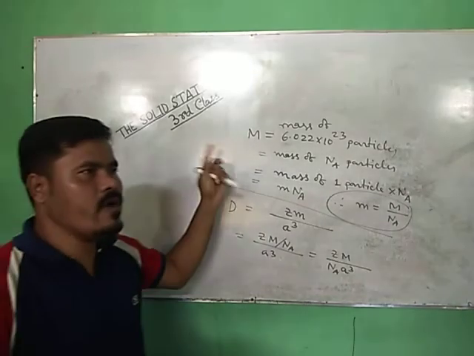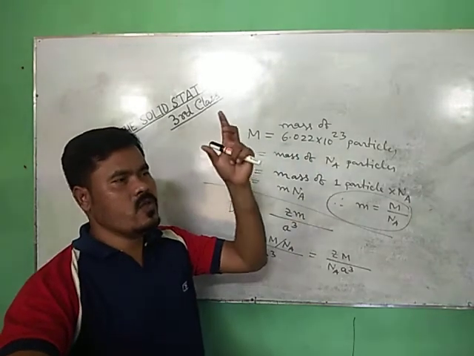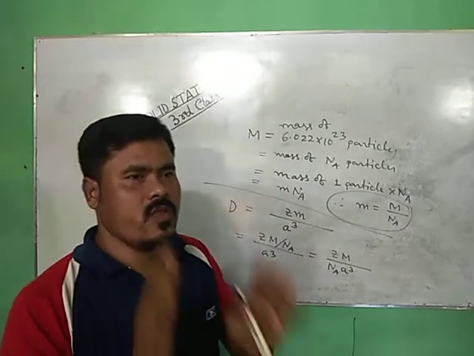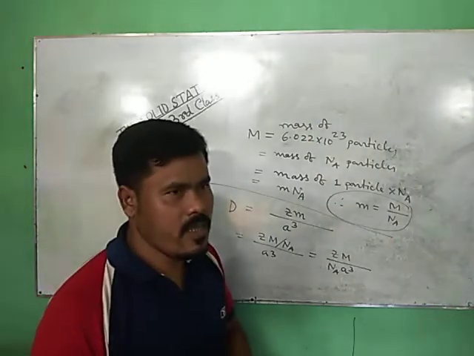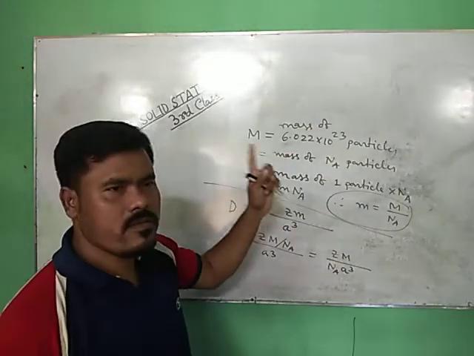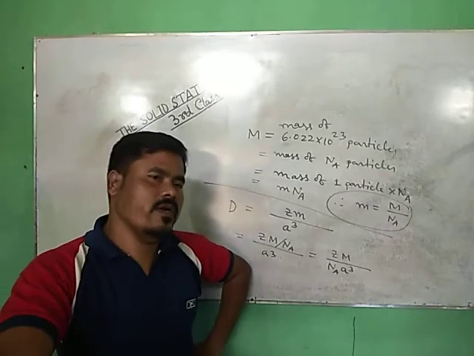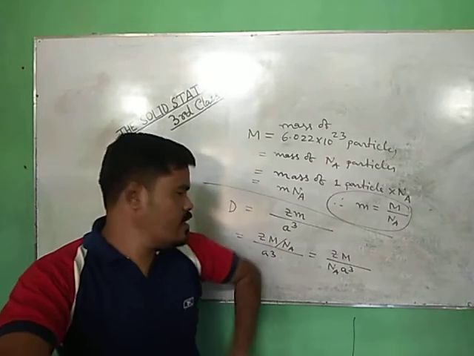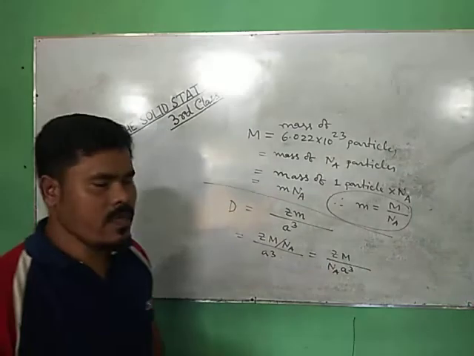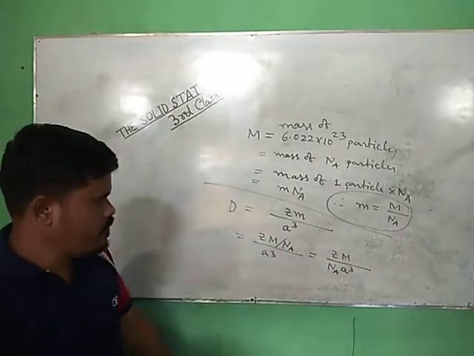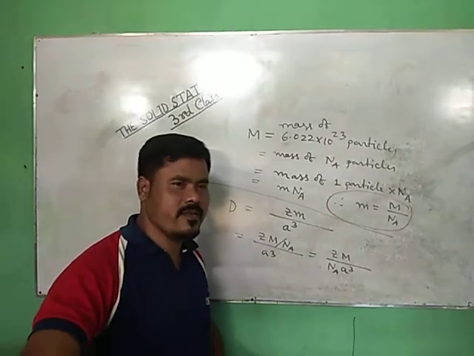After that, I am showing how to calculate the density of a crystalline solid. To measure the density of a crystalline solid, there is no need to consider the whole solid, just consider the unit cell. We have already calculated the density and got this formula: density D is equal to ZM divided by Na cubed, where Z is the number of particles per unit cell, M is the molar mass, N is Avogadro's number, and a is the edge length.